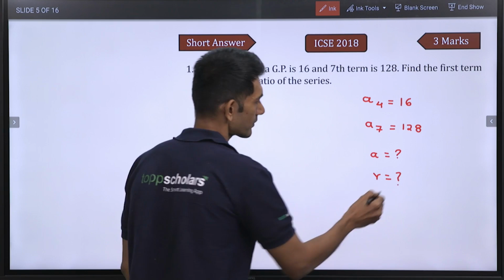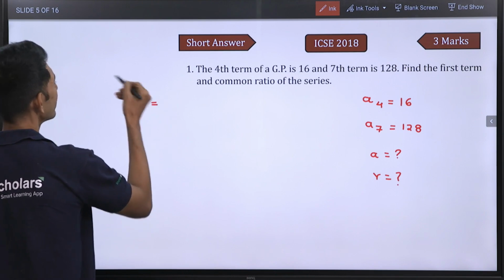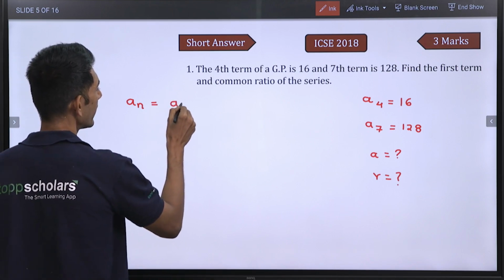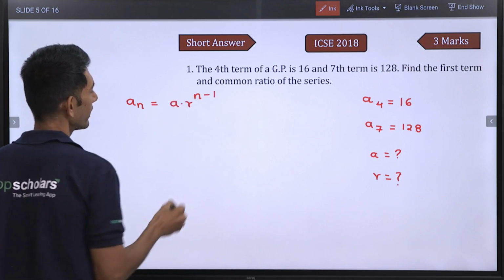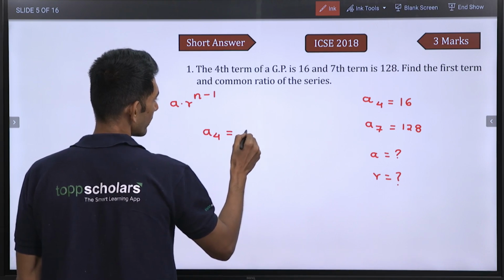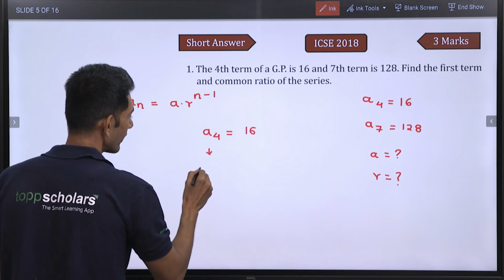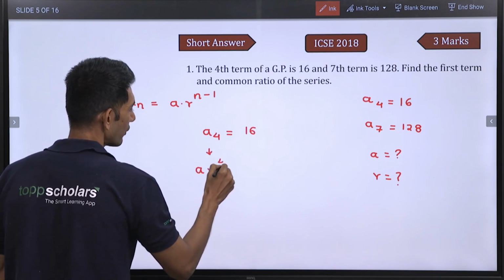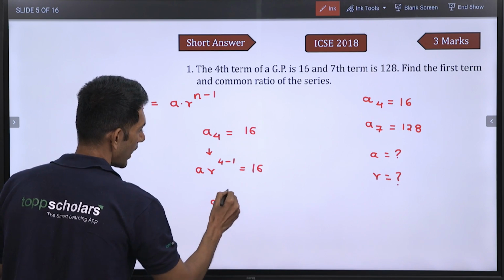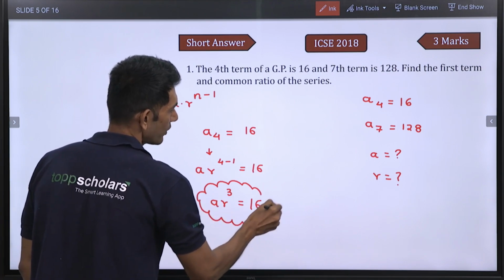Correct? Okay. So what is the formula for AN? You can call it AN, you can call it TN, doesn't matter. The nth term of the geometric progression is given by A into R raised to n minus 1. So here I am given A4, which is 16. Instead of n, I can put 4. So this is as good as A into R raised to 4 minus 1 is equal to 16. So A into R cube is 16.